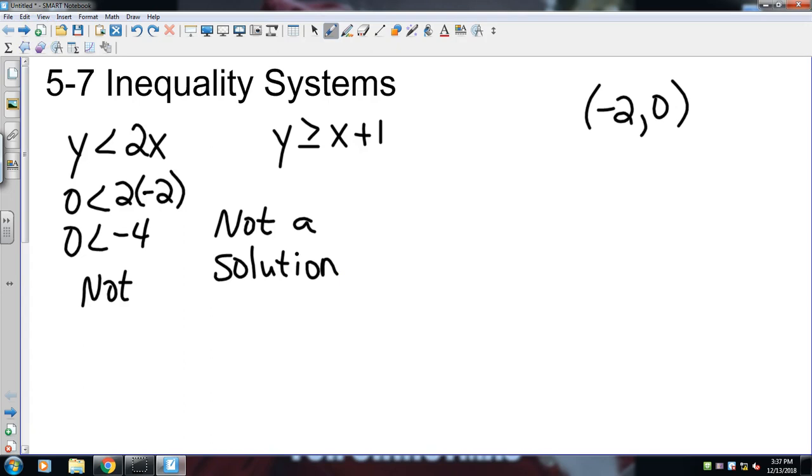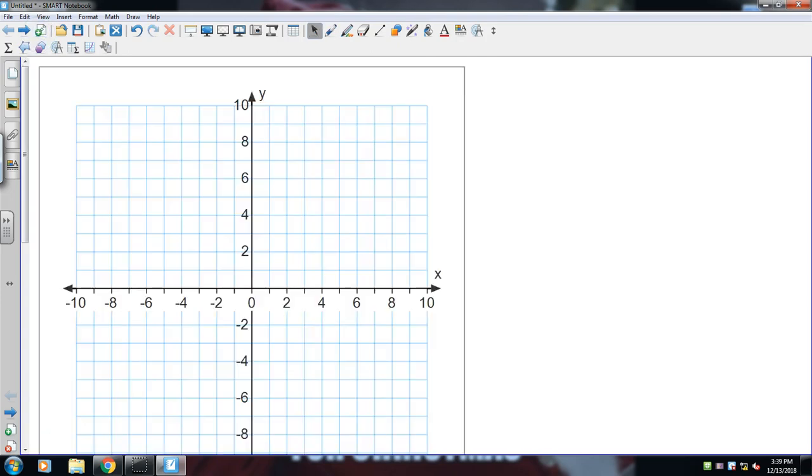So now let's look at graphing them. All right, so let's take a look at graphing. So first we're going to graph y is less than or equal to 3. And then we're going to graph y is greater than x plus 2. So we're going to do them individually. So y is less than or equal to 3.